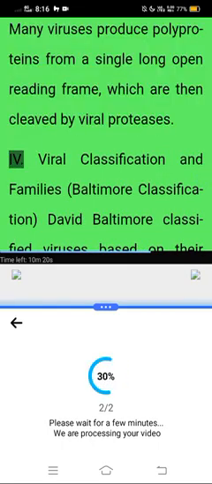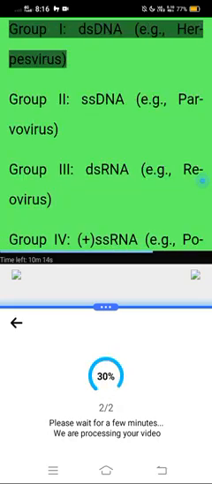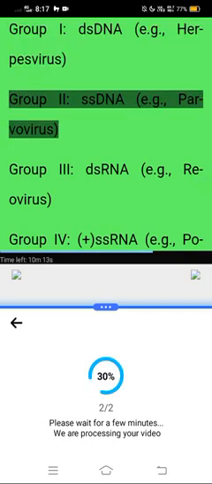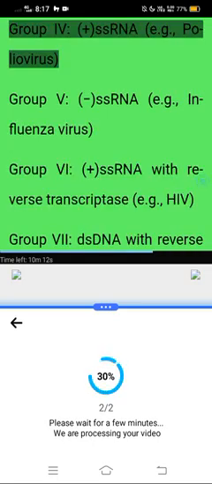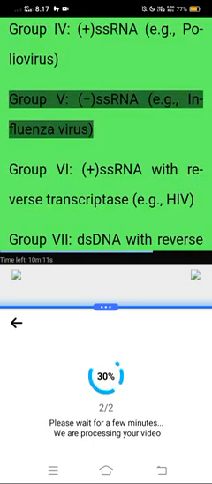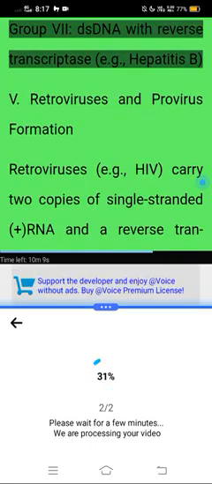IV. Viral classification and families. Baltimore classification. David Baltimore classified viruses based on their genome type and mode of mRNA synthesis into 7 groups. Group 1, dsDNA, e.g., herpes virus. Group 2, ssDNA, e.g., parvovirus. Group 3, dsRNA, e.g., reovirus. Group 4, plus ssRNA, e.g., poliovirus. Group 5, minus ssRNA, e.g., influenza virus. Group 6, plus ssRNA with reverse transcriptase, e.g., HIV. Group 7, dsDNA with reverse transcriptase, e.g., hepatitis B.